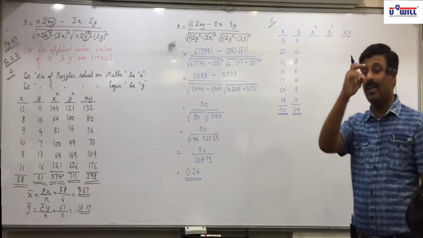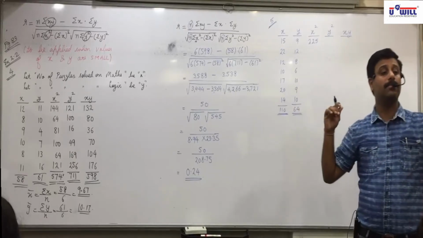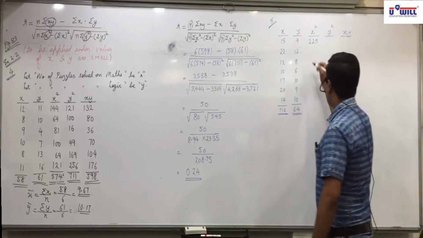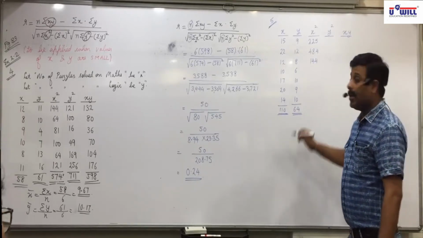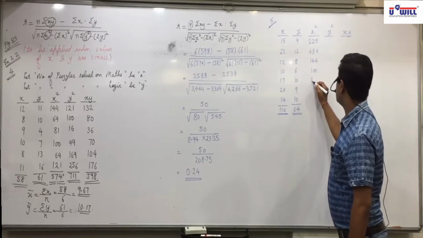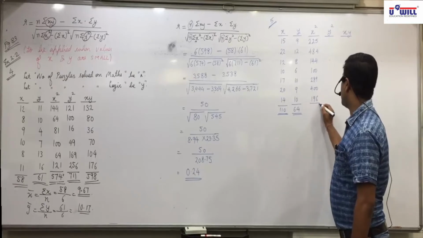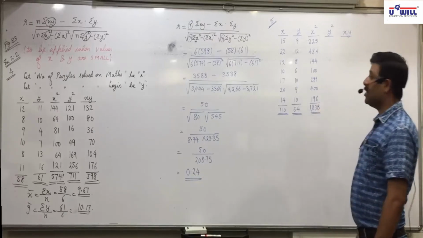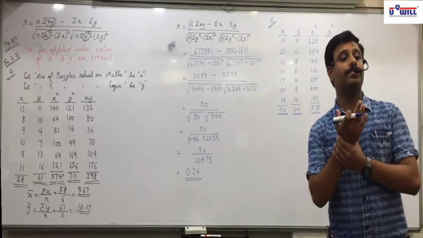Okay, so Janvi, X square. 225. When I'm asking someone, I want pin drop silence in the class. 484, 22 square 484. 144, 12 square 144. 100, 10 square 100. 289, 17 square 289. 400, 20 square 400. 196, 14 square 196. Total 1838. Raise your hand who is not clear with X square. All are clear with this?